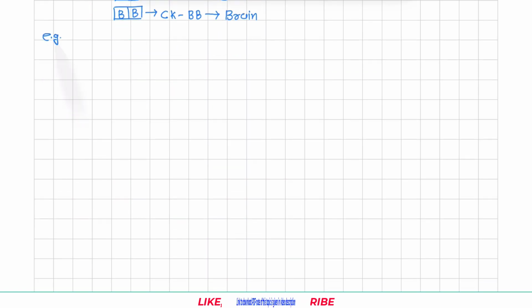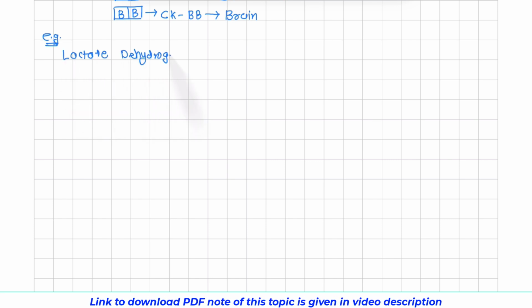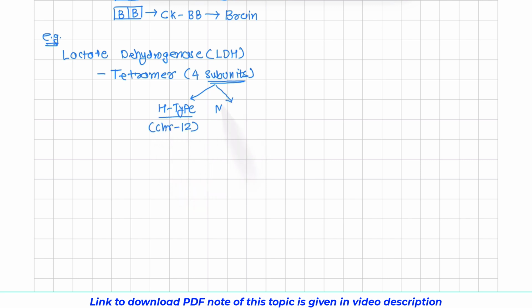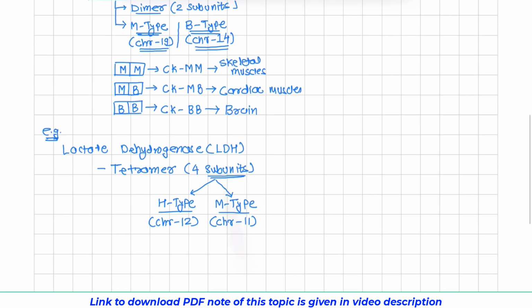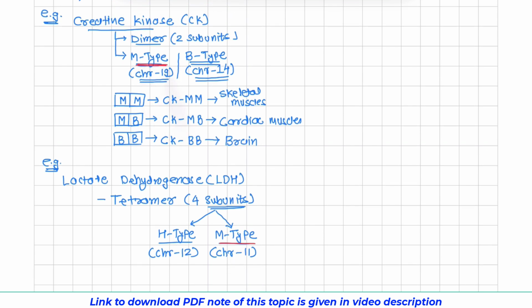Another classical example is lactate dehydrogenase or LDH. It's a tetramer made up of four subunits. Each subunit can be either H type, which is coded by a gene on chromosome number 12, or M type, coded by a gene on chromosome number 11. Remember, this M subunit in lactate dehydrogenase has nothing to do with the M subunit in creatine kinase. They are completely unrelated. They just share the same letter for naming convenience. This must be clear. Don't ever get confused on this aspect.